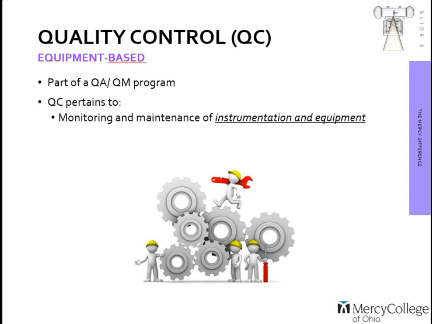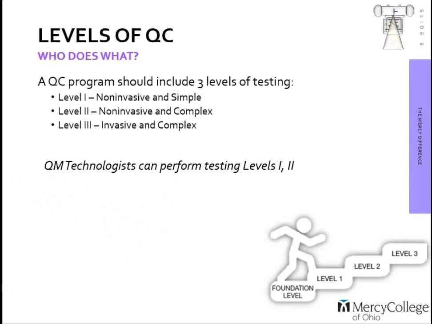Whether we're talking about your sonography transducers, your MRI scans or coils, your power injectors and CT, whatever we're talking about, it's some type of physical instrument, and making sure that we're monitoring those instruments, looking at radiation outputs. So it all has to do with equipment in general. There are different levels of quality control as well: Level 1, Level 2, and Level 3.